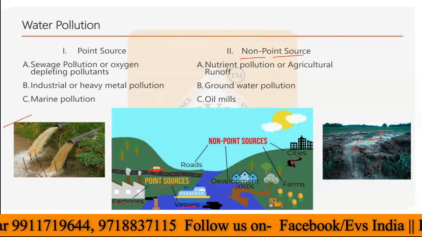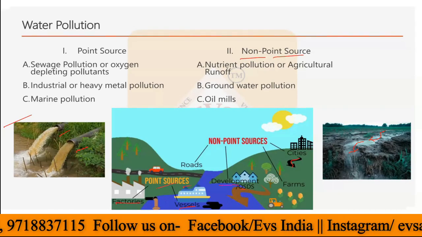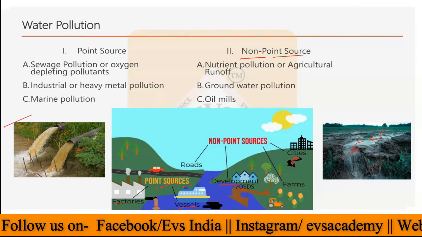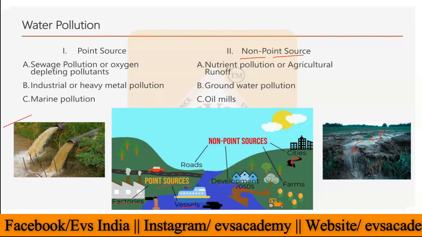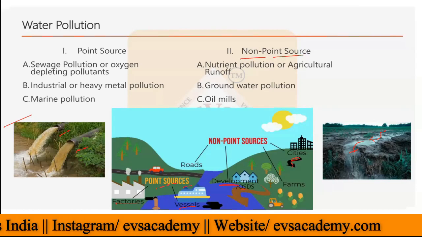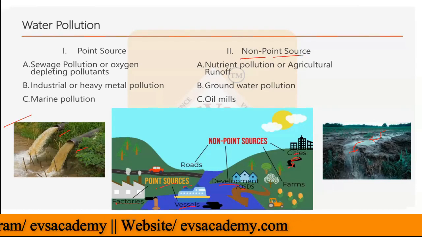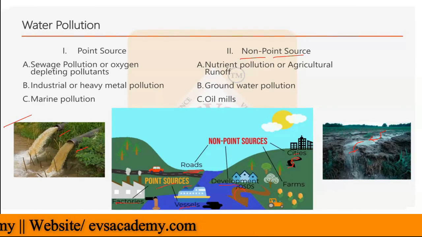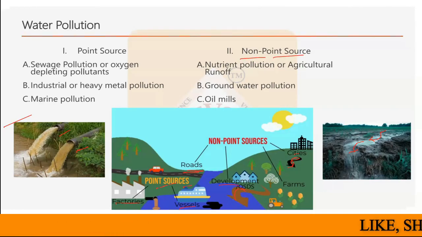And if it is coming from a larger area, from the city, from maybe developmental areas, maybe from the farms, these all are non-point sources. Similarly, roads are also a kind of non-point source of water pollution causing agents. So this is the difference between point source and non-point source types of water pollution.